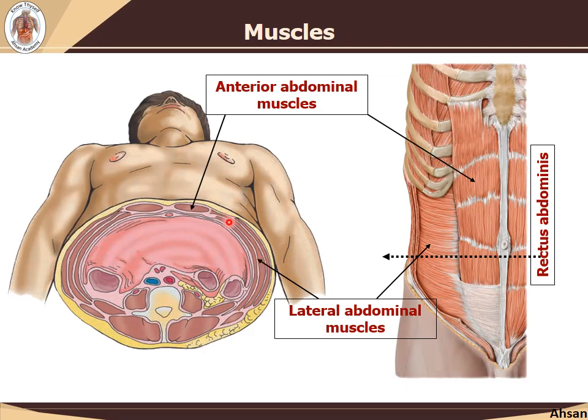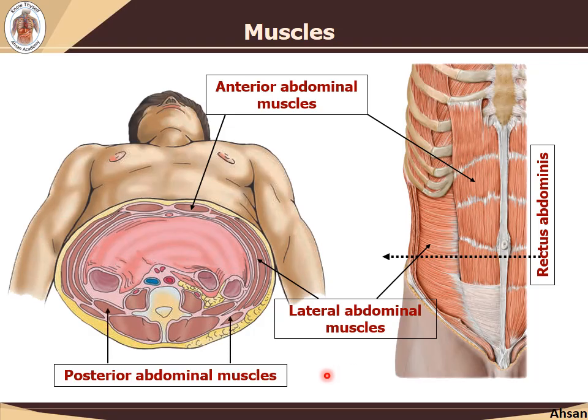You see this is the lateral part, and it extends anterolaterally. So these are known as the anterolateral muscles, and they are placed in three layers. These are named the external oblique, internal oblique, and transversus abdominis.